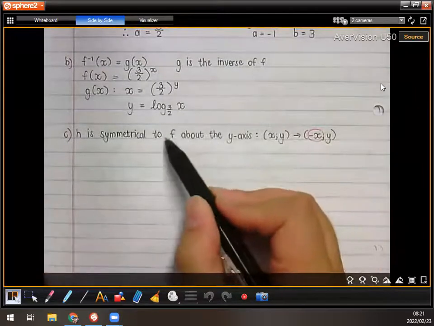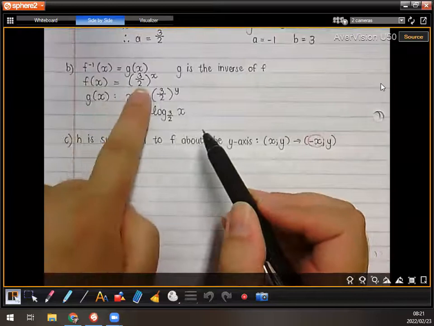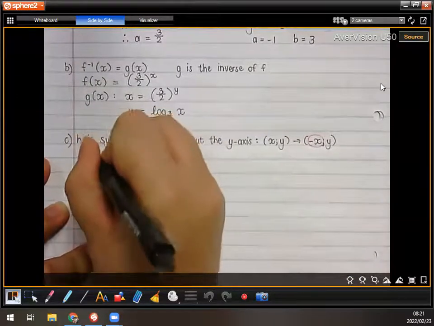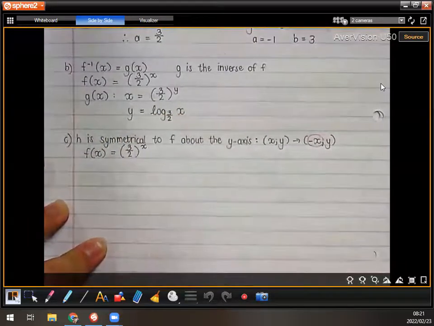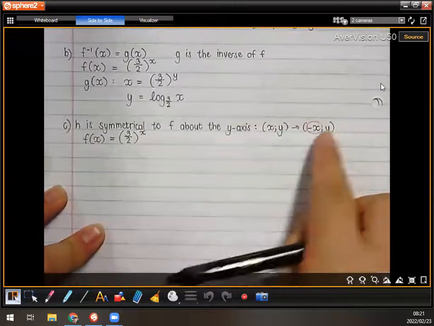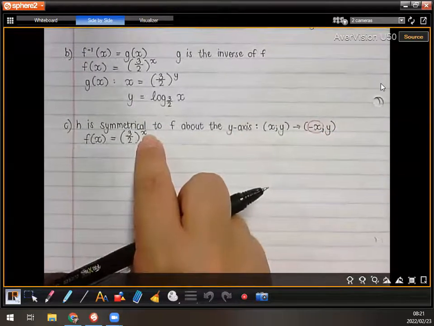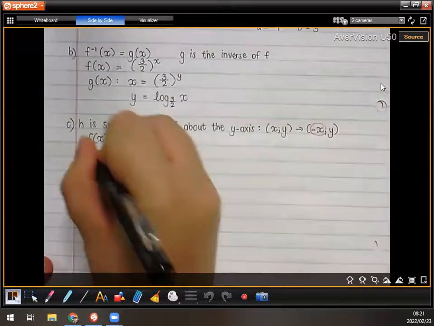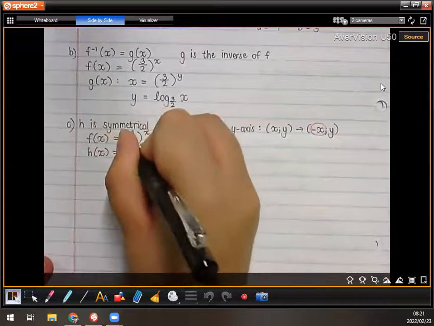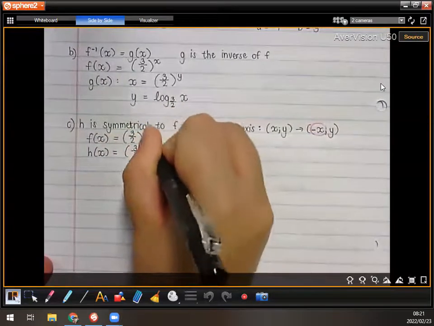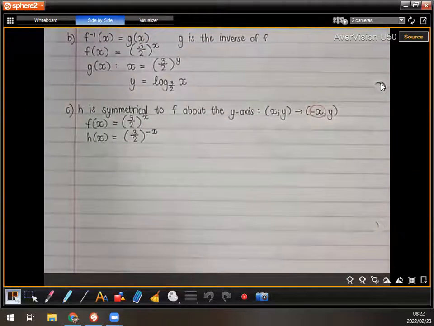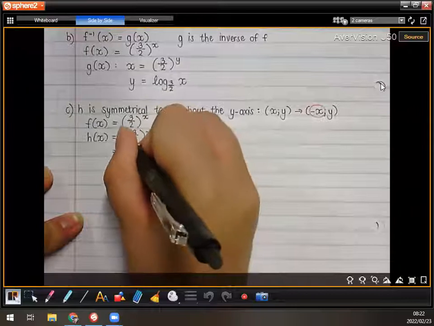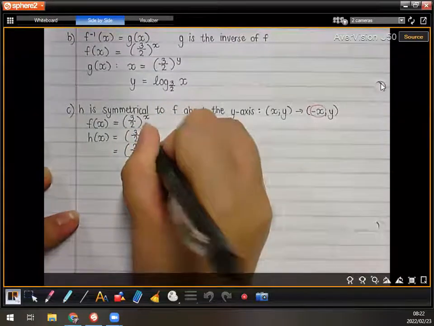They're saying it's the reflection of f, so we need to go back. f was this, okay? So f of x, I'll just write it out again. f of x was 3 over 2 to the x. So now if x changes its sign, it's just going to become negative, all right? So we're going to say it's h. h of x is going to be 3 over 2 to the negative x, but can we leave it like that for the negative exponent? So how do we change that negative exponent to a positive exponent? Flip the fraction, good. So that is going to become 2 over 3 to the power of x.